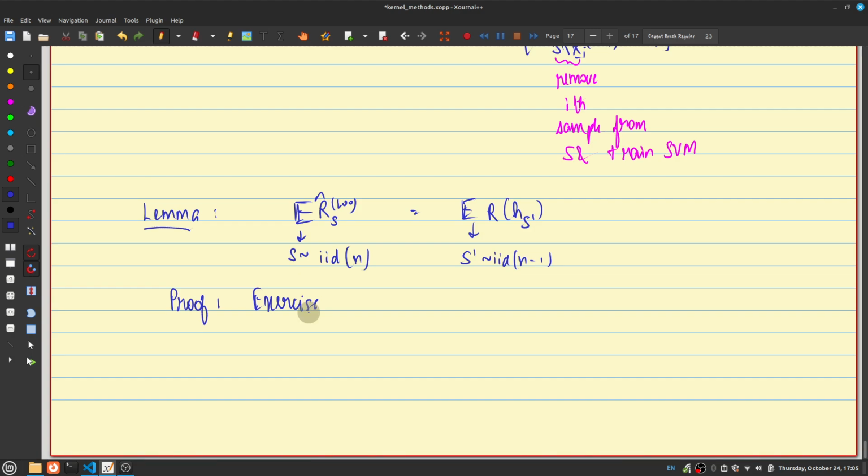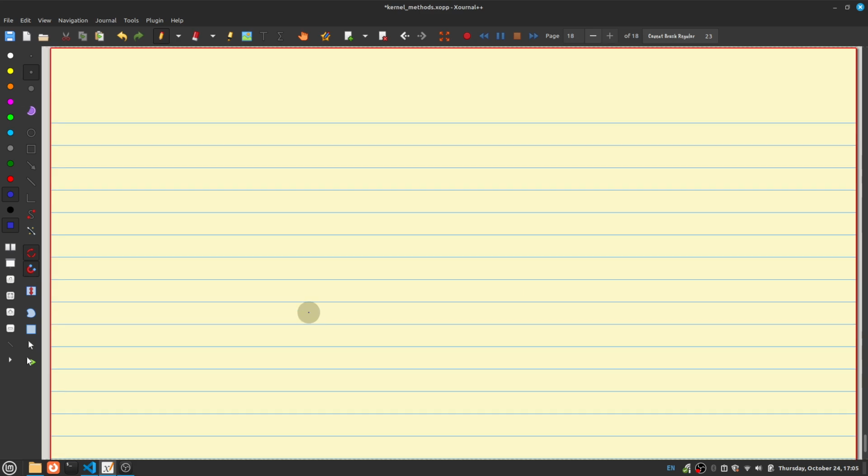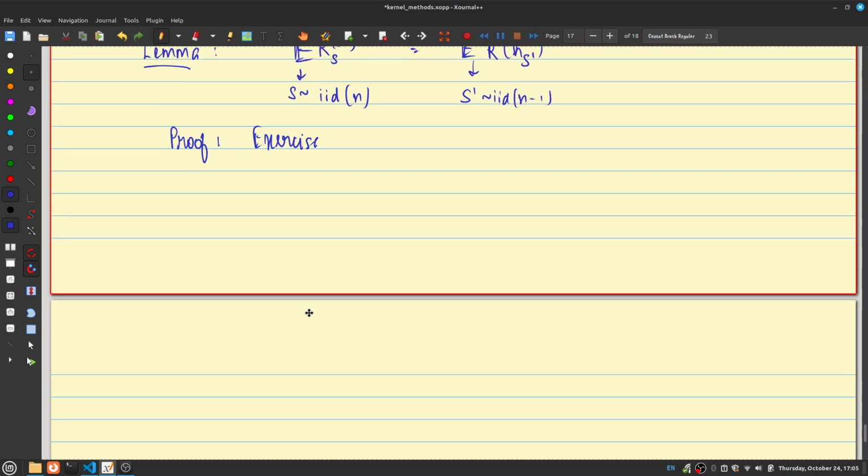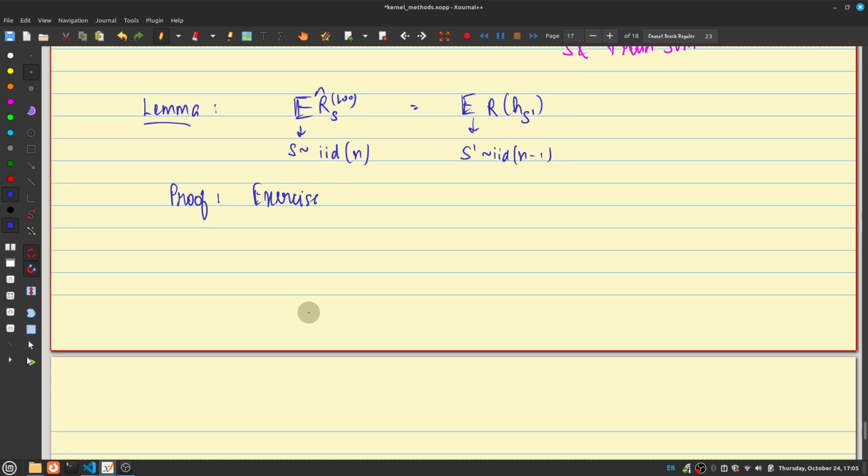Right. So the leave one out error is an unbiased estimate of the generalization error. But what we can also show is that the leave one out error can be upper bounded by the fraction of support vectors, the number of support vectors divided by the number of training samples. When I say it's an unbiased estimate, this is a random variable. In expectation, it is going to be equal to the generalization error.